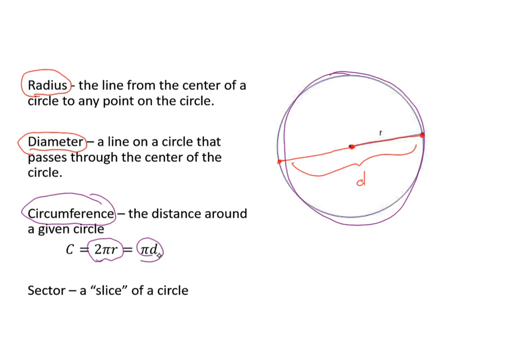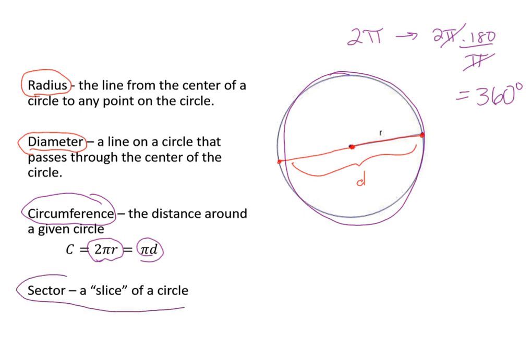So it's 2 pi r, because if you convert that to degrees, in radians it's 360 degrees. So if I take the full circle around and multiply it by this radius, that gives me the distance all the way around. And then this idea of a sector, that's just a slice of a circle. It's like a pizza slice, right? So there's a sector. Okay, basic vocabulary just to review.